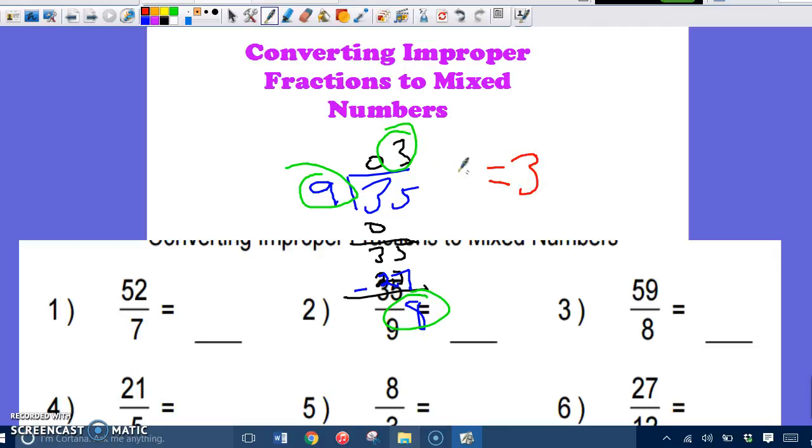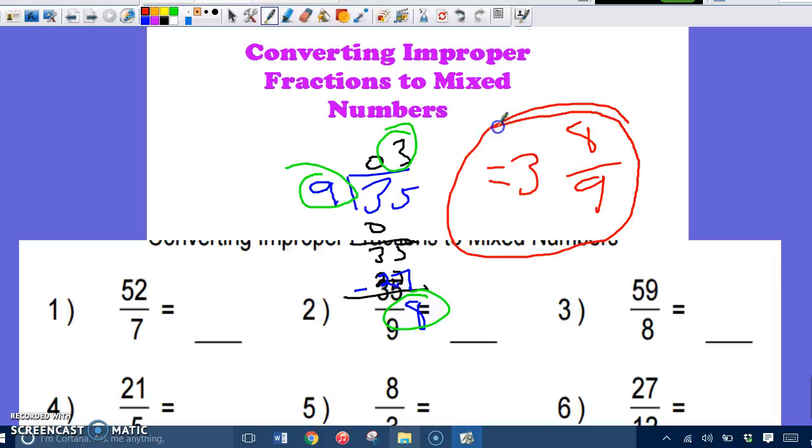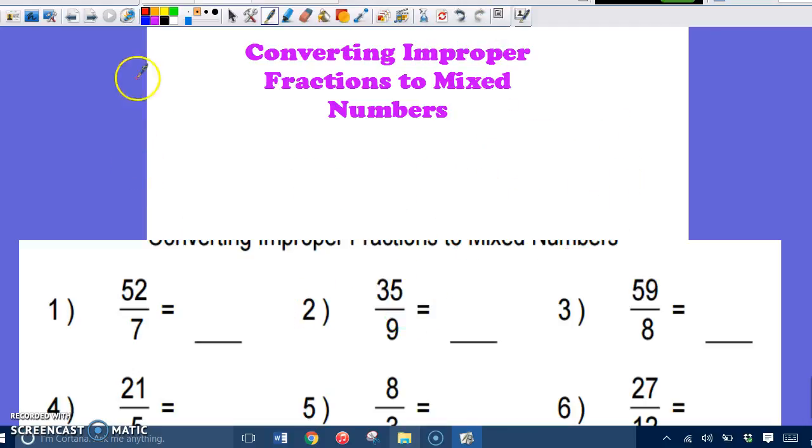3 is your whole number, 8 is your numerator, 9 is your denominator. So you have 3 and 8/9 for answer number 2. Remember, please try a few of these on your own. Pause the video and work out the next one to see if we come up with the same answer.